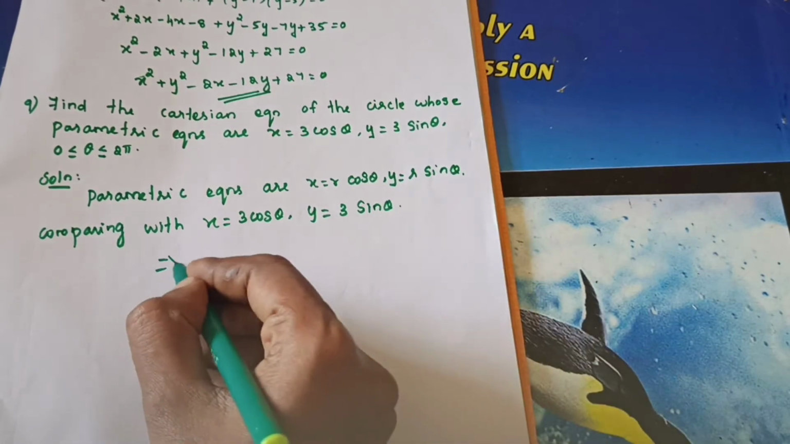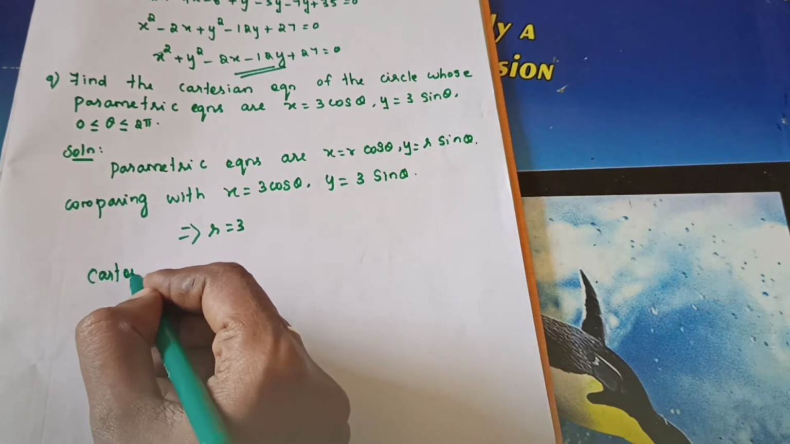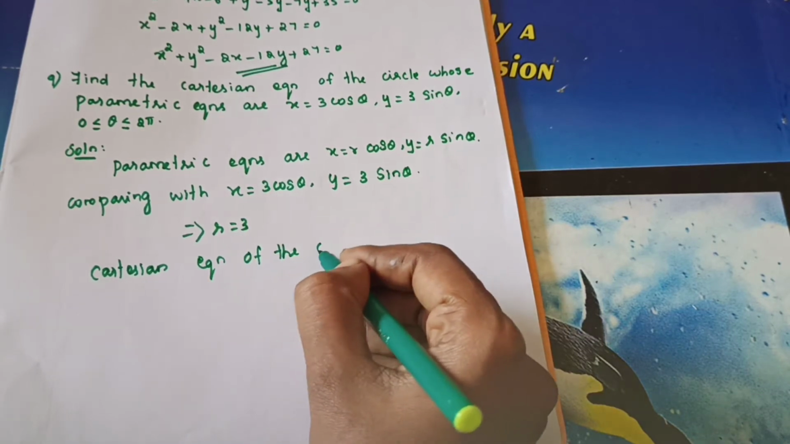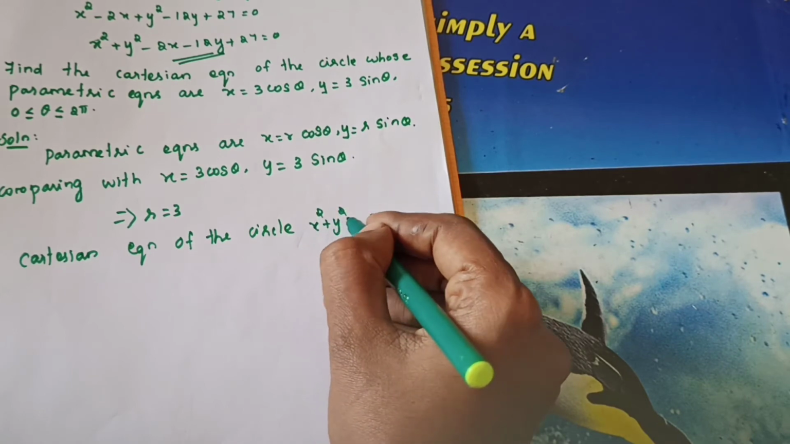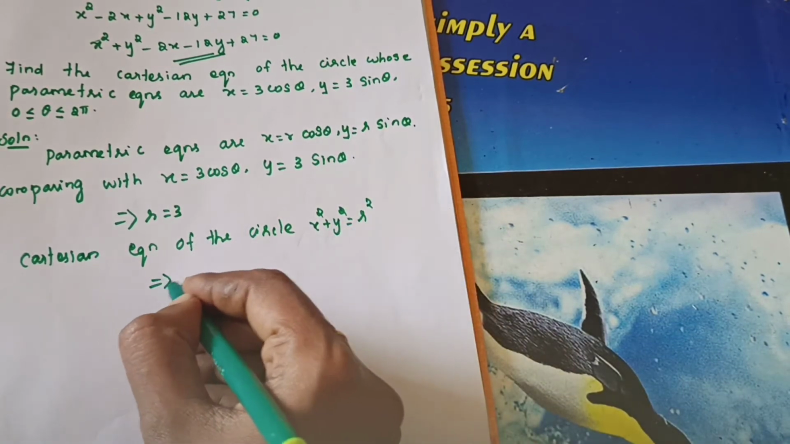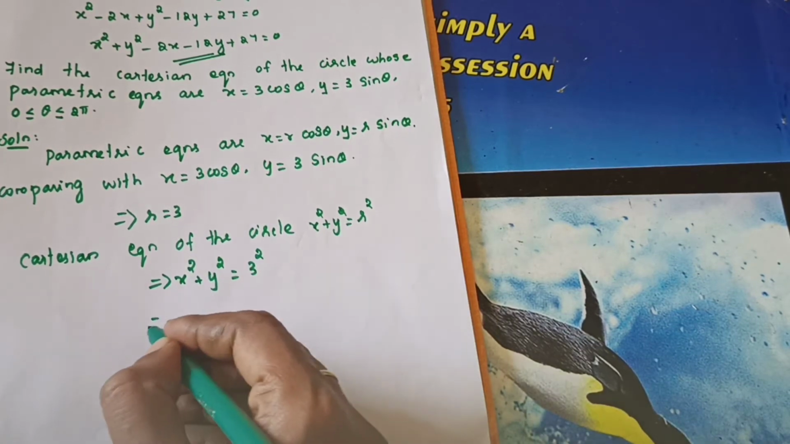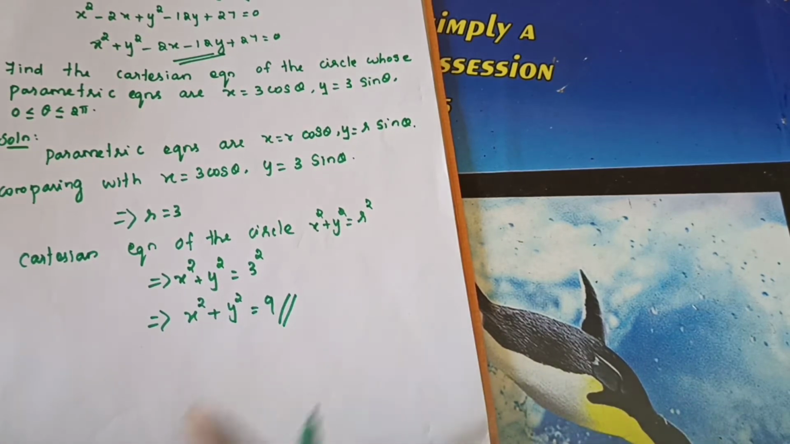Compare with this. What's the r value in the place of r? 3. What's the Cartesian equation of the circle now? X square plus y square is equal to r square. So write down x square plus y square is equal to r square, means 3 square. So what's the answer? X square plus y square is equal to 9. This is the Cartesian equation of the circle. Understand students? This much only. So exercise 3.4, understand?